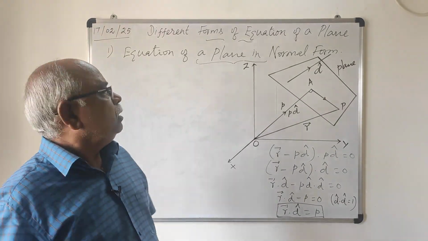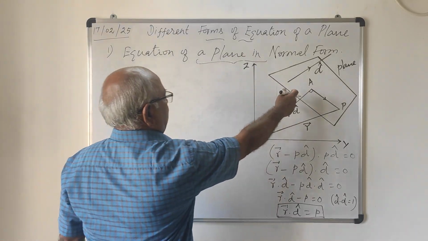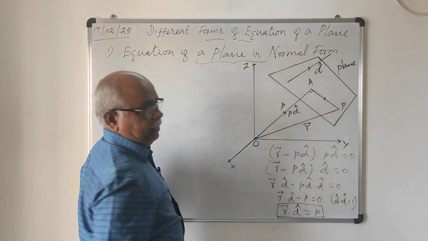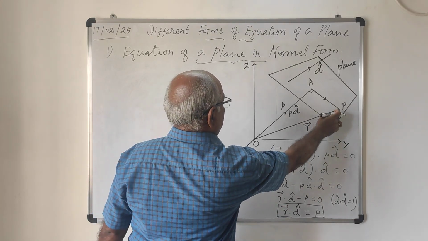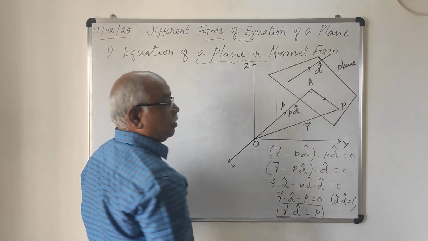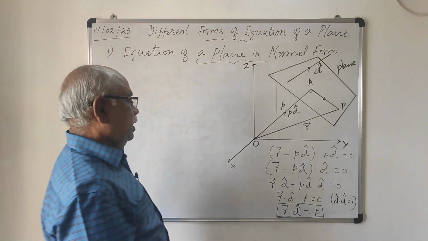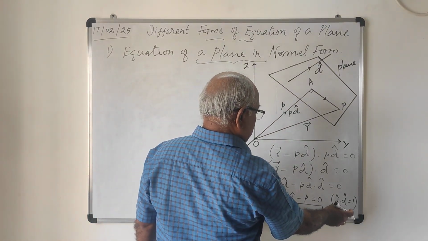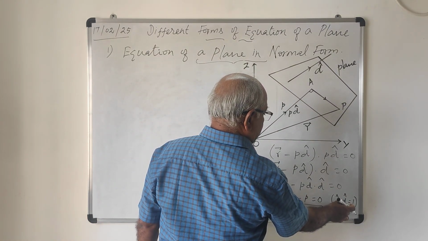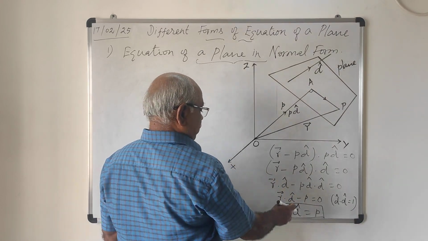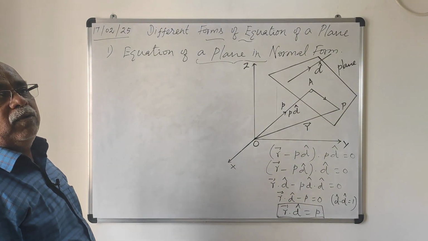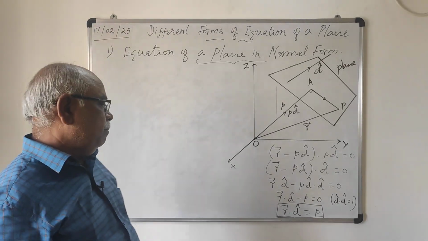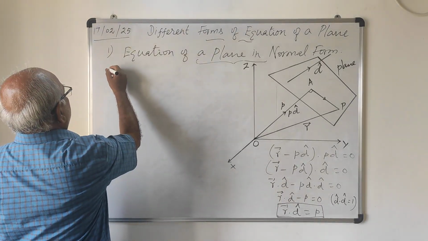So the normal form of the equation of this plane is r dot d cap equals p, where r is the position vector of the point P from the origin, d cap is the unit normal vector to the plane, and p is the distance of the plane from the origin. Since d cap dot d cap is equal to 1, we get r dot d cap equals p as the vector form of the equation of the plane in normal form. Now, the Cartesian form of this plane.